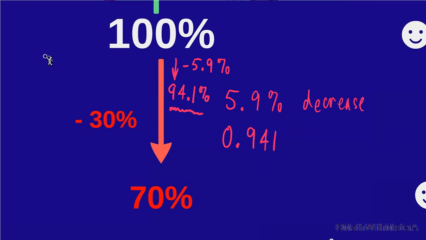And even if we have a very, very small decrease, like 0.9%, take the same approach. 100% minus 0.9% leaves us with 99.1%. So we would use the decimal 0.991. And multiplying by 0.991 accomplishes a 0.9% decrease.